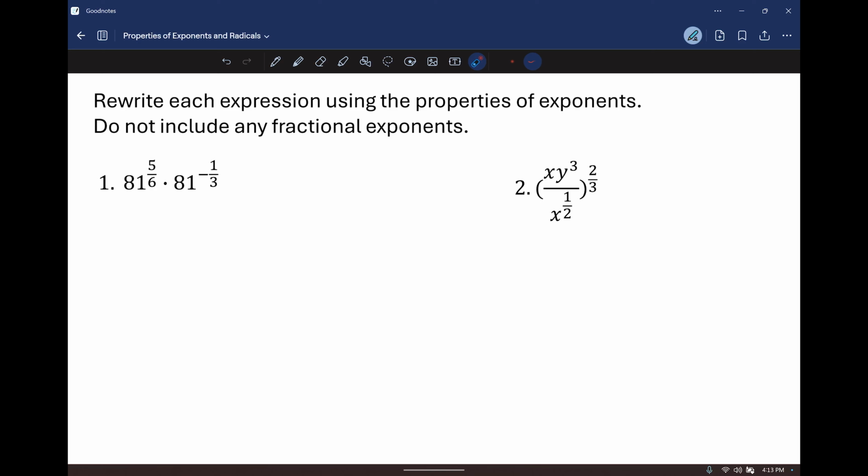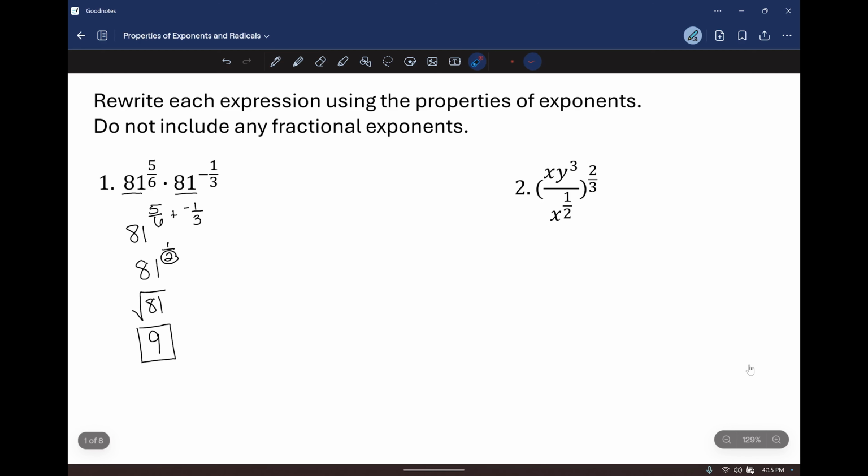So I see that I have a base of 81 times another base of 81. So I will keep the base of 81, and I'm going to take those two exponents and add them together. So 5/6 plus a negative 1/3 gives me 1/2. And I know that a 1/2 power is a square root. So really this is the square root of 81, which is 9.